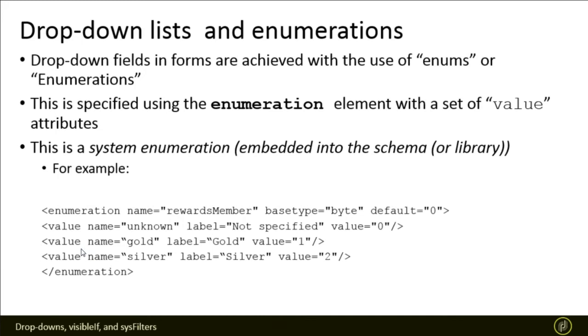What we're looking at below is a system enumeration, that is, it's embedded into the schema or in a common library that's used by multiple schemas. So for example, here we've created an enumeration called rewards member with the base type of byte and with a default value of 0, meaning it will display the value with the value of 0. So here there are three values defined: unknown, gold, and silver. And then they have the labels, which are what will appear in the drop list.